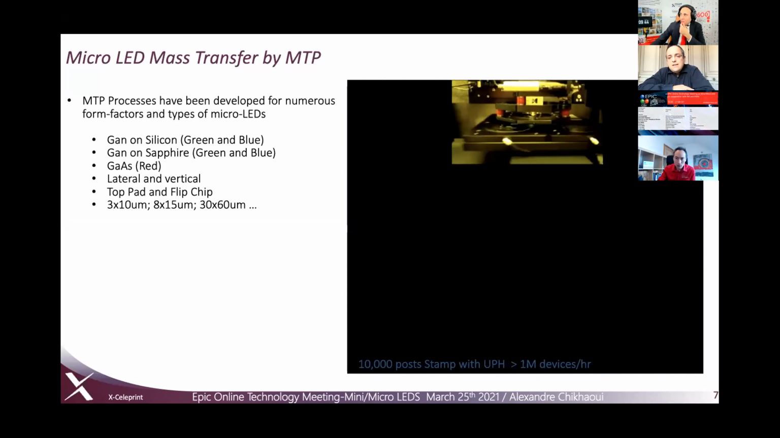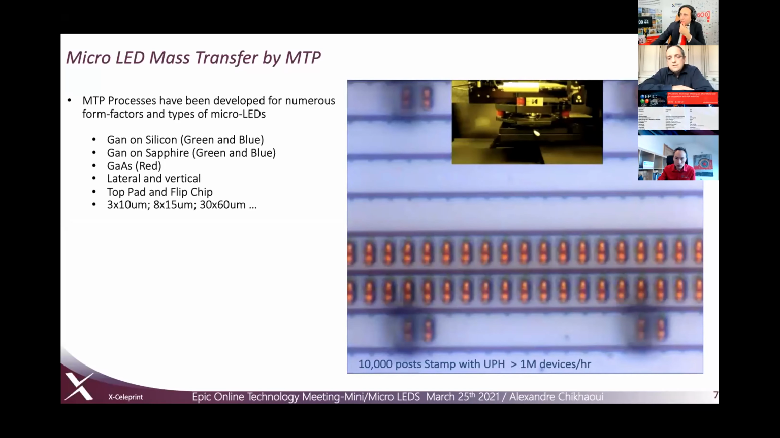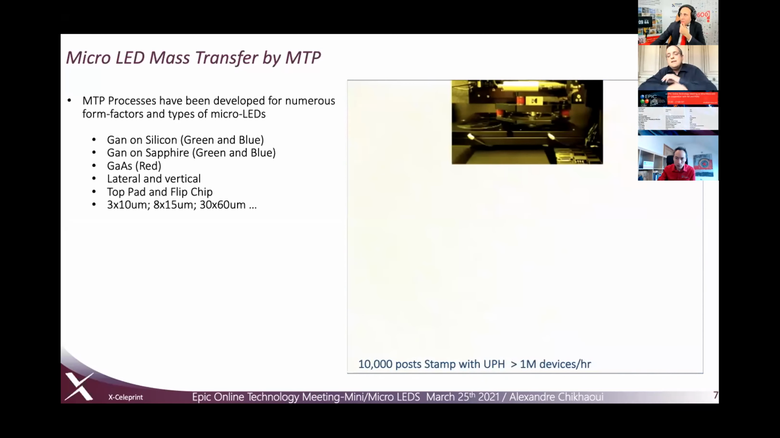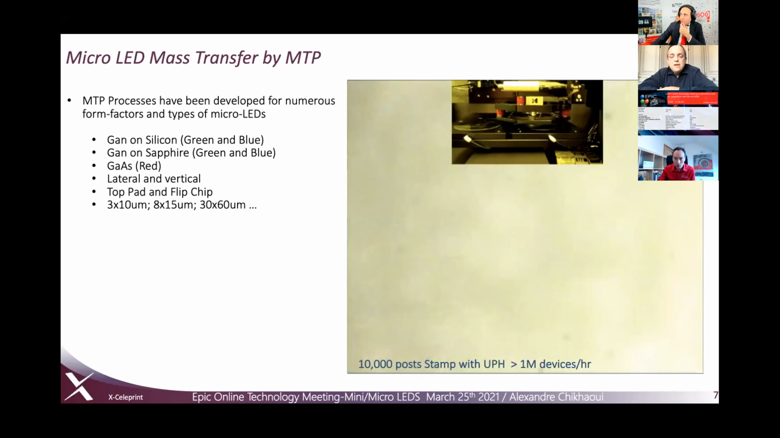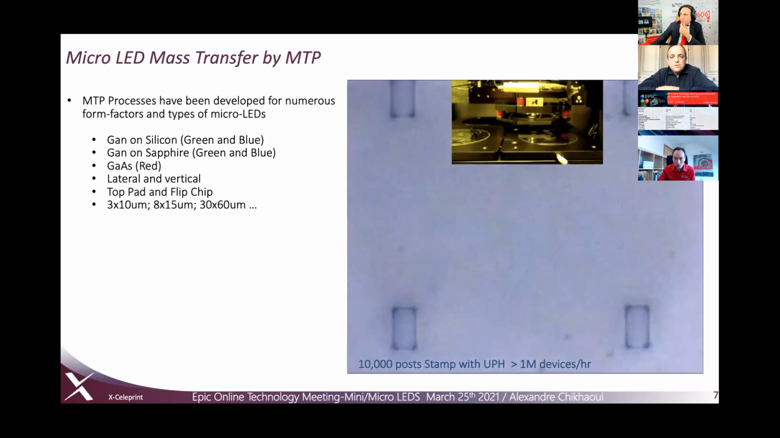And the takt time here for the whole process, you've seen it live, is about 20 to 25 seconds. And you don't only transfer 4 micro LEDs like you can see here because of the field of view of the camera, you're actually transferring 10,000 posts on that video. We can transfer 10,000, 100,000 or even more devices in one go.